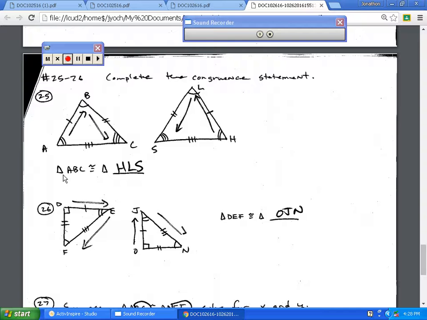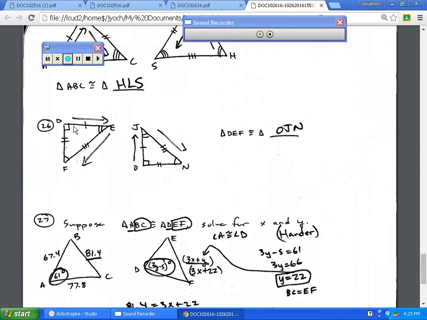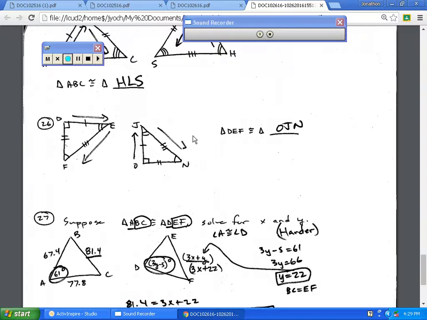25 and 26, just take a look at the order. A, B, C. You went double arc to single arc to triple arc. So I need to go double arc, single arc, triple arc. It equals HLS. 26, DEF, you want right angle, double arc, single arc. So you need to go right angle, double arc, single arc. So OJN is what DEF corresponds to.